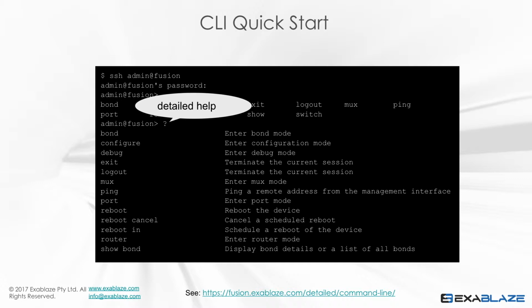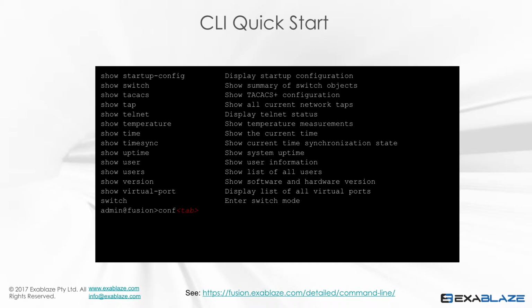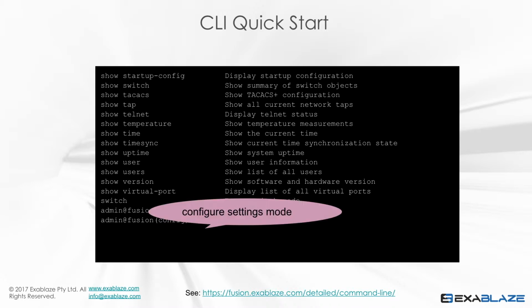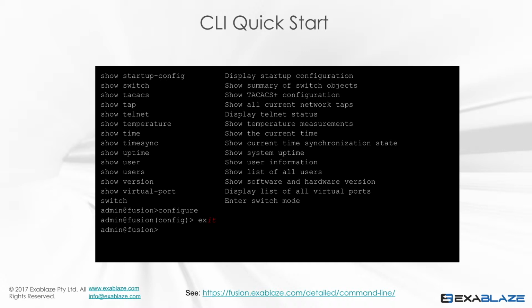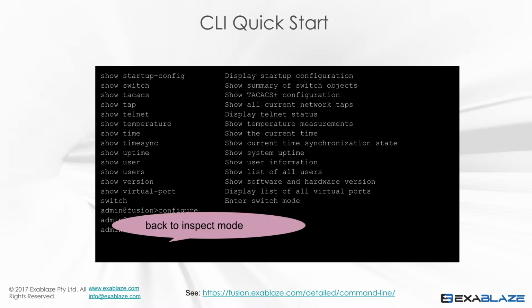In order to make changes, I need to enter the configuration mode. I do this by typing conf and optionally tabbing to complete to configuration. In configuration mode, I can now modify settings of the device. I can exit this mode by typing X or exit with the tab completion, and I'll be back to the inspect settings mode.